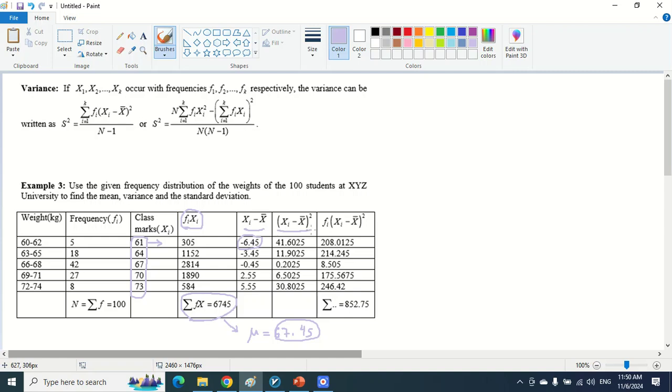Then we square all of these values. We square the first one, the second one, the third one, and at the end we multiply them by fi, their frequency, because each is repeated fi times, and at the end you find this value over there. To calculate the variance, you divide this value by n minus 1, and by taking the root of the variance you find the standard deviation as well.